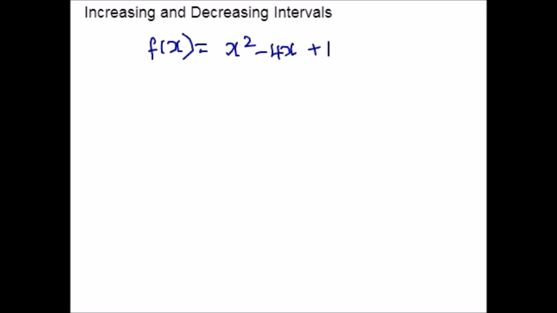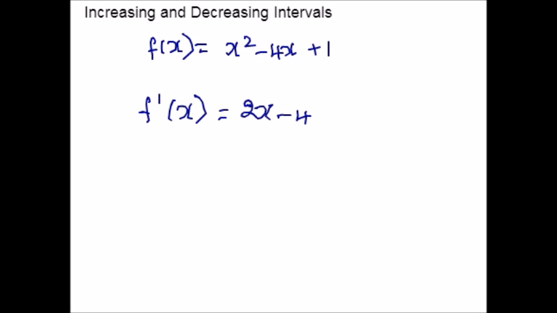First of all, we are going to compute the derivative of f of x. The derivative of f of x is denoted by f dash of x. So the derivative of x square is going to be 2x, applying the power rule, and the derivative of negative 4x is going to be negative 4.